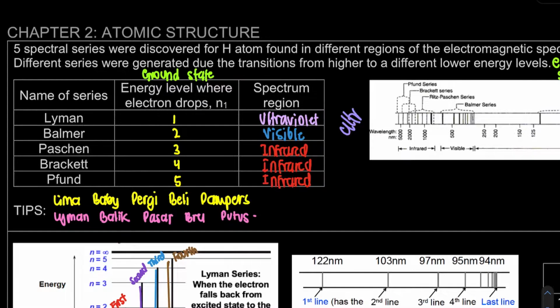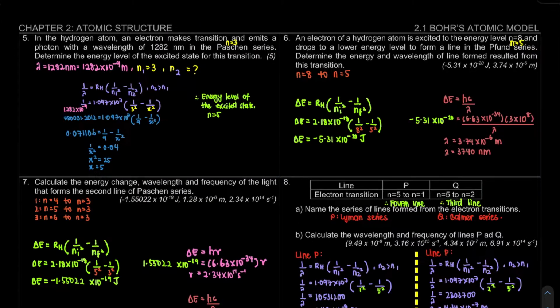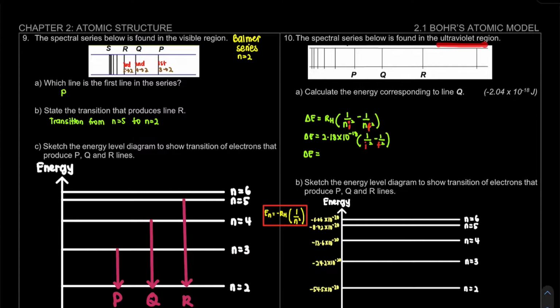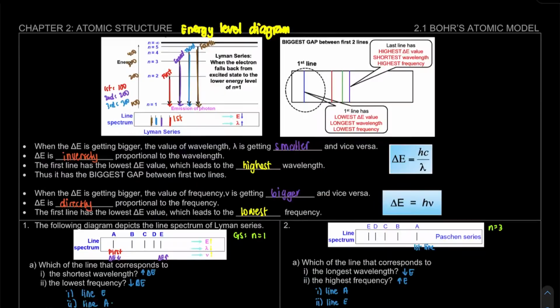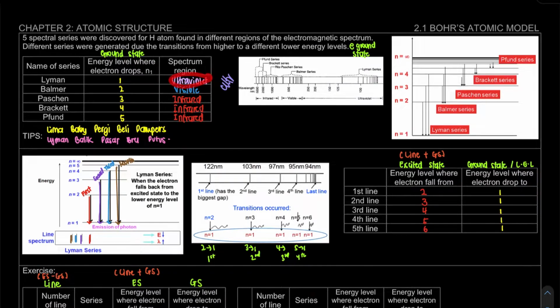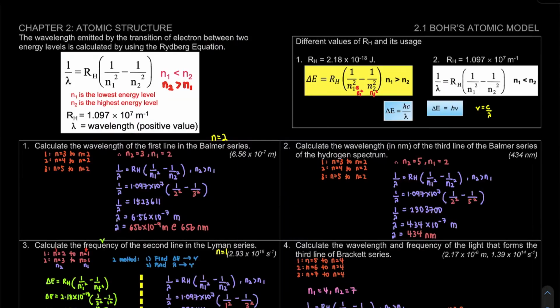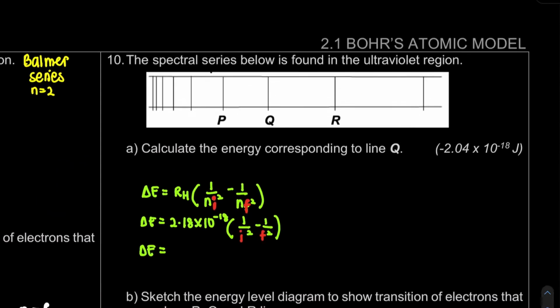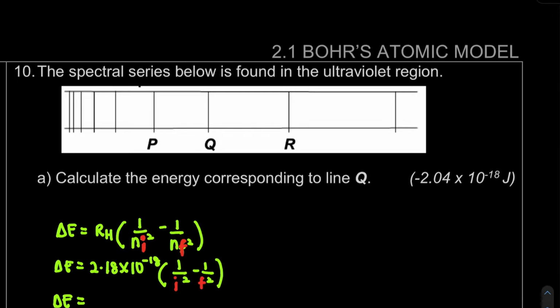Based on the question just now, it mentioned that it is in the ultraviolet region. So ultraviolet is the Lyman series. The first thing we write down is that ultraviolet means it is the Lyman series. Remember Lyman, so it means that the ground state where the electron will fall will be n equal to 1. So from the line spectrum here, this is what we call our line spectrum.